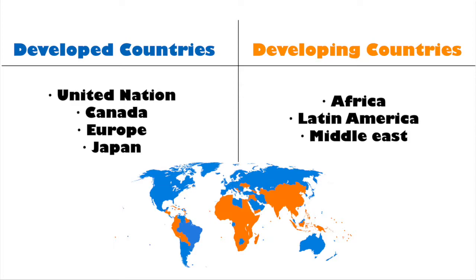Global North consists of the developed world, for instance, the United States, Canada, Europe, and Japan. In contrast, Global South stands for the developing world, for example, Africa, Latin America, and developing Asia, including the Middle East.